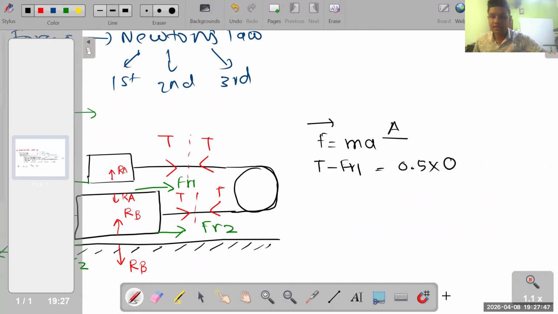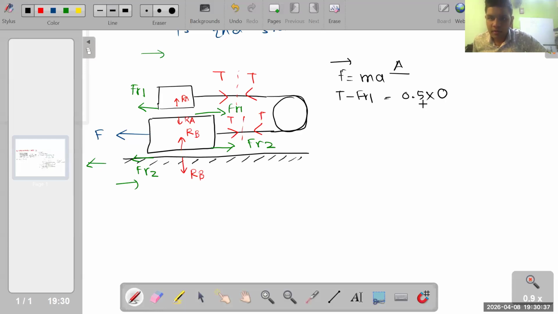Acceleration is equal to 0. So mass 0.5 into 0 will eventually be 0. So I can say that T minus Fr1 equals 0. I can take this Fr1, which is the frictional force, onto this side. So I can say that tension equals frictional force 1.